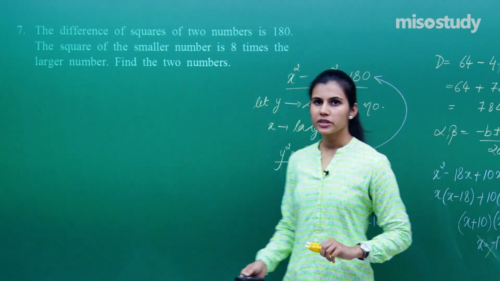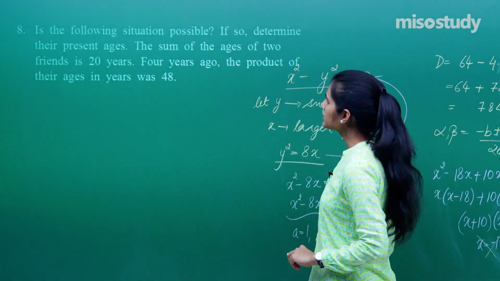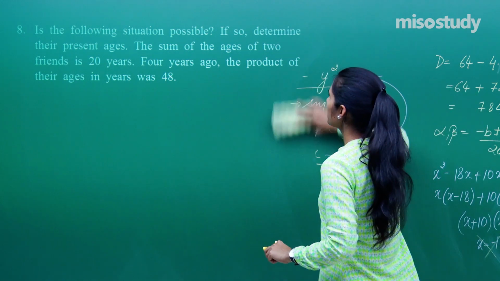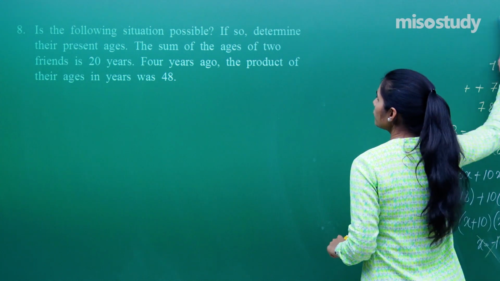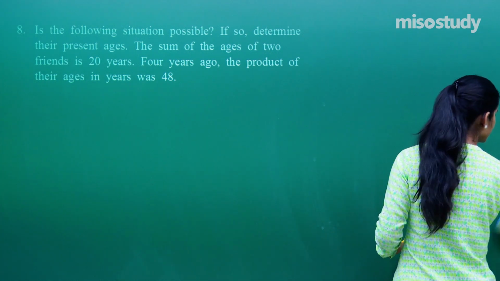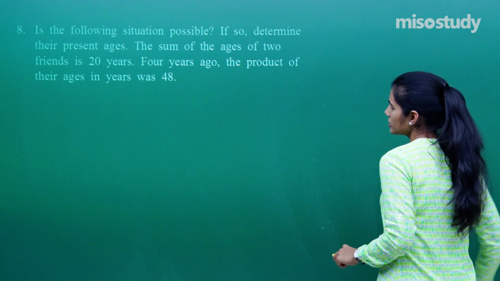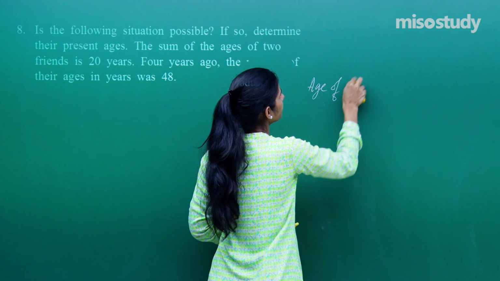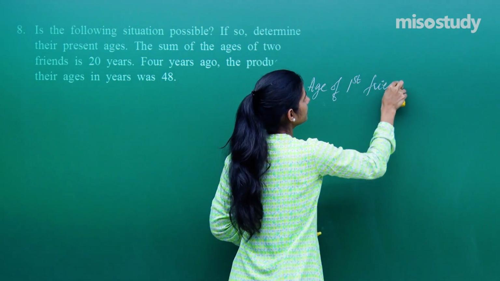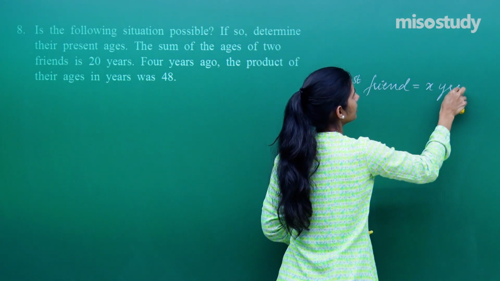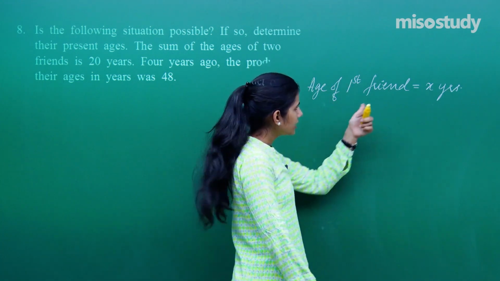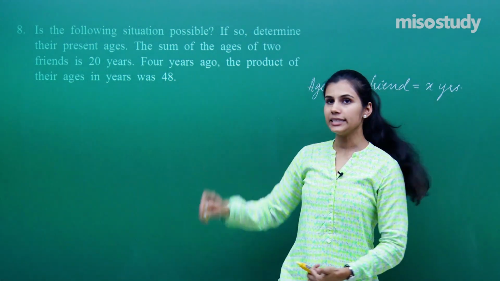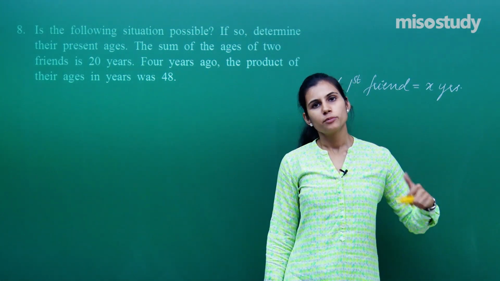Okay, so continuing with the discussion of the questions, let's look at the next question. It says, is the following situation possible or not possible? If so, determine their present ages. The sum of the ages of two friends is 20 years. There are two friends, the sum of their ages is 20. So suppose the age of the first friend is x years, then obviously his age plus the age of the second friend is 20 years. So the age of the second friend will have to be 20 minus x.